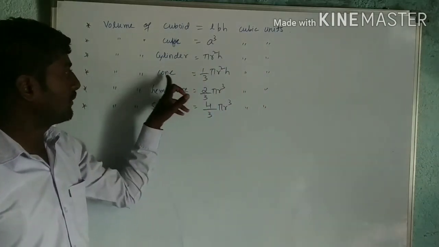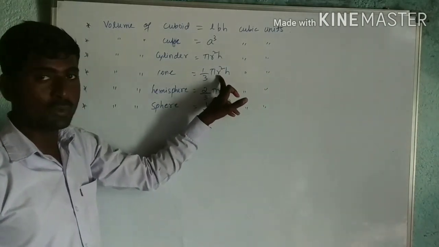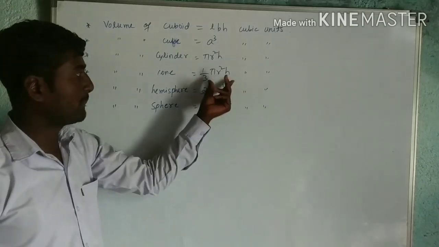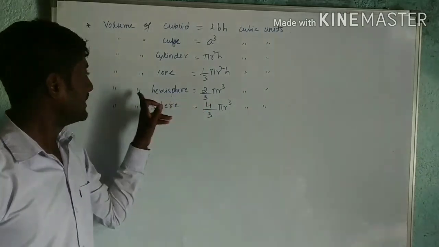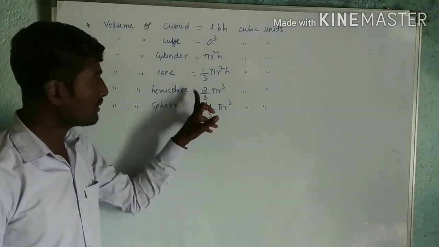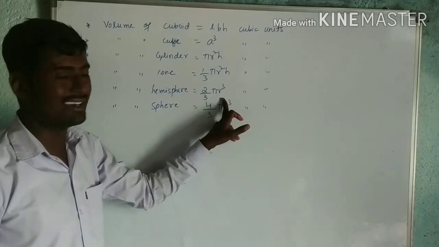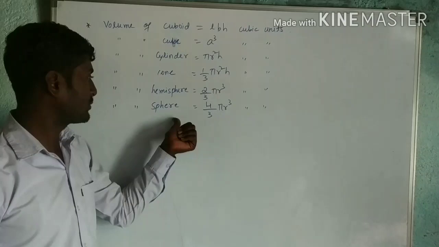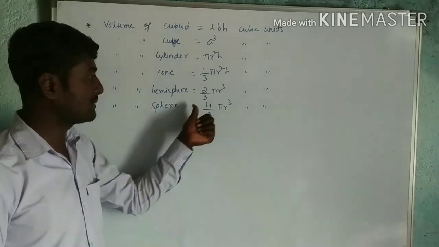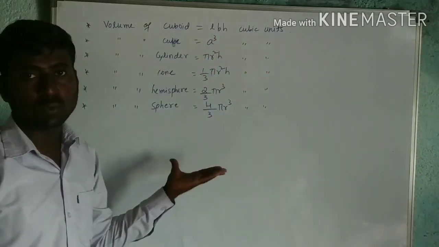Then volume of cone, that is 1 by 3 pi r square h, where r is the radius of the cone and h is the height of the cone. Next, volume of hemisphere, 2 by 3 pi r cube, where r is the radius of the hemisphere, cubic units. The next one is volume of sphere, that is 4 by 3 pi r cube. These are the formulae, you have to remember them.